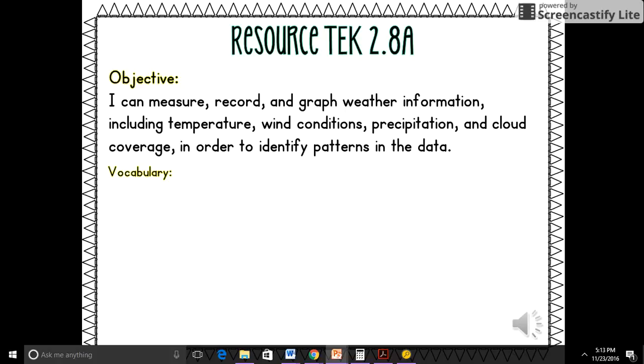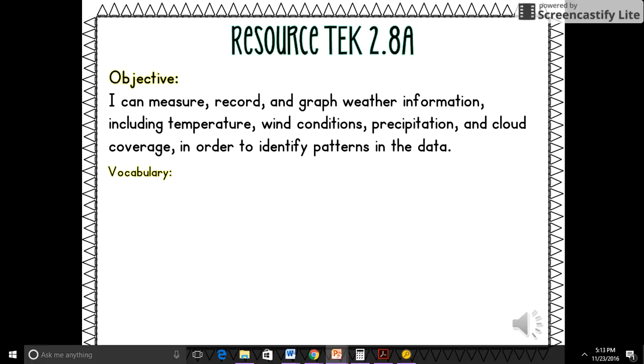This resource is to help you learn about TEK 2.8a. Our objective is I can measure, record, and graph weather information, including temperature, wind conditions, precipitation, and cloud coverage, in order to identify patterns in the data.